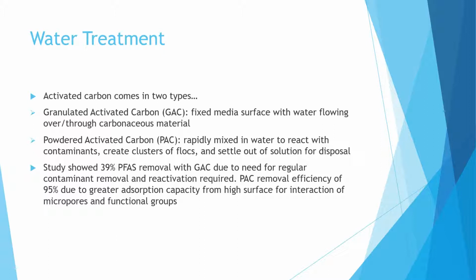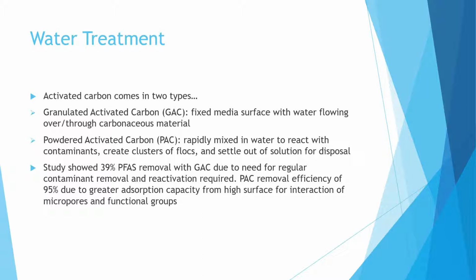So activated carbon comes in two types. It can be in granulated activated carbon, or GAC, and this is a fixed media surface with water flowing over or through the carbonaceous material. It can also be powdered activated carbon, or PAC, and this rapidly mixes in water to react with contaminants to create clusters of flocks or groupings of particles that become heavy enough that they settle out of solution, and these particles can then be collected and disposed of properly.